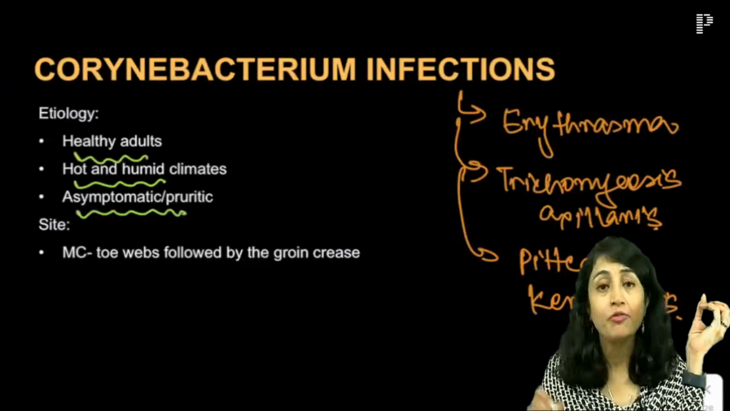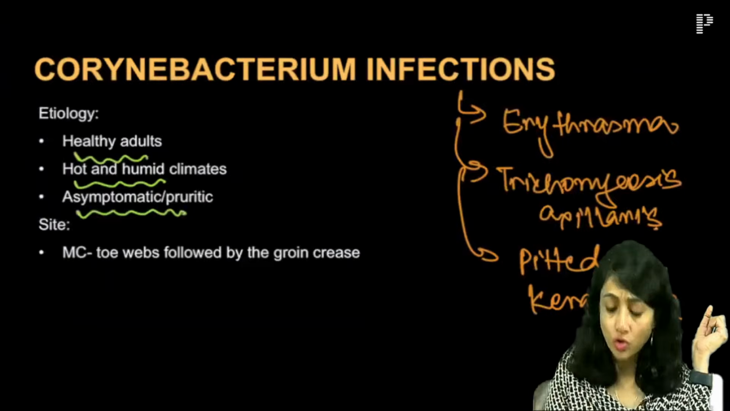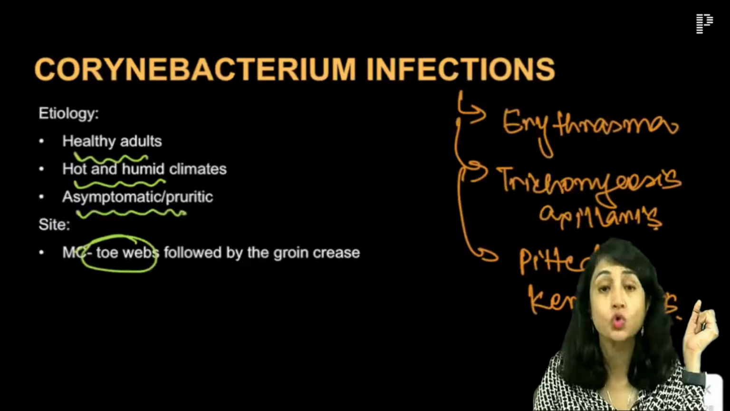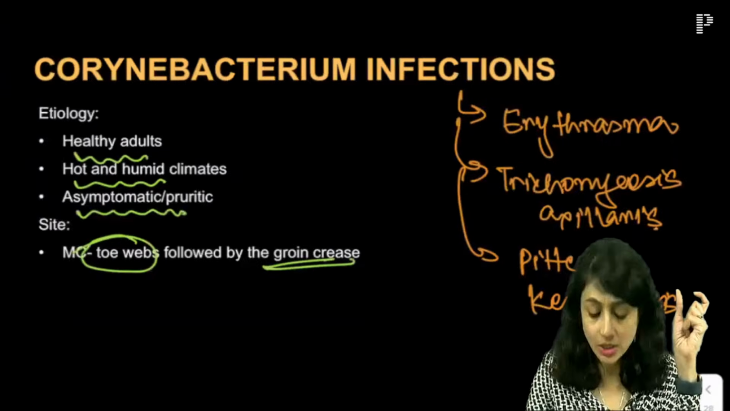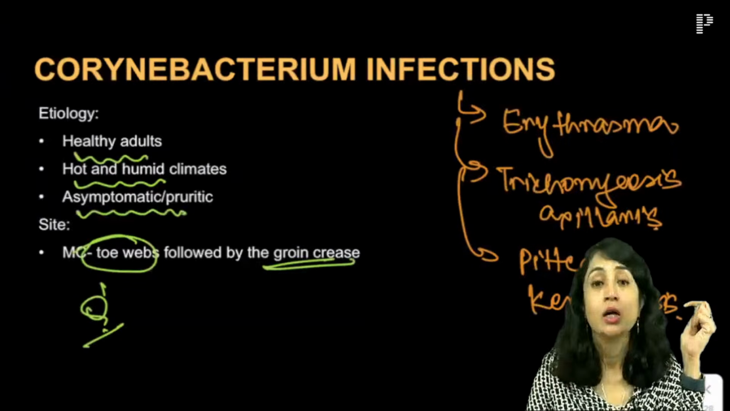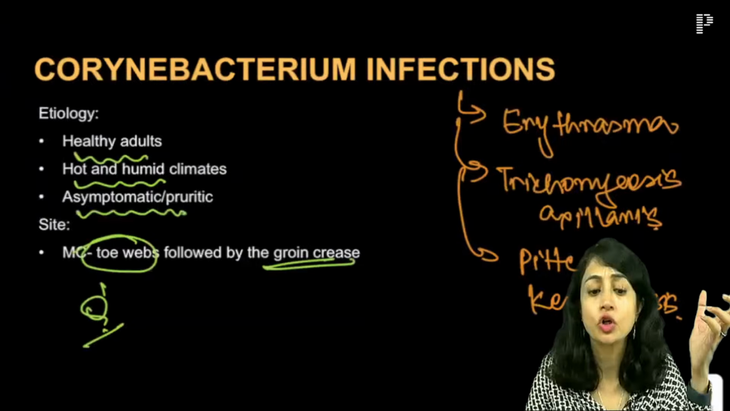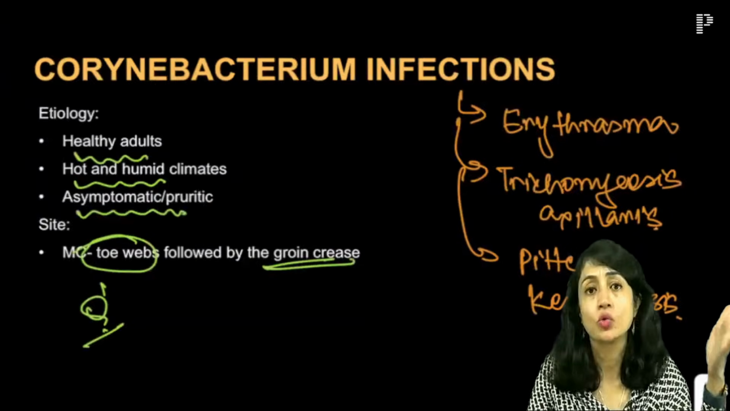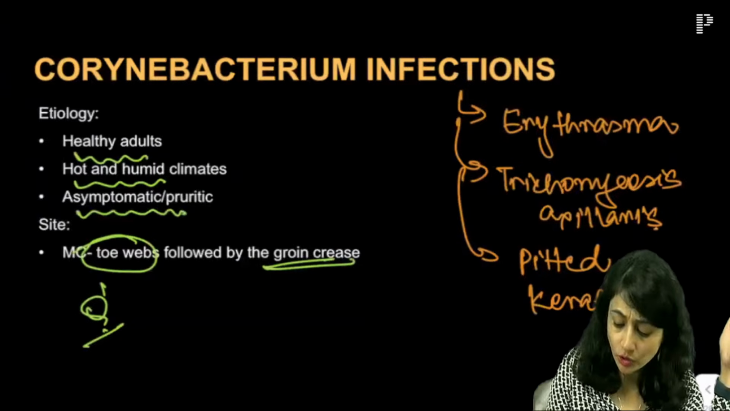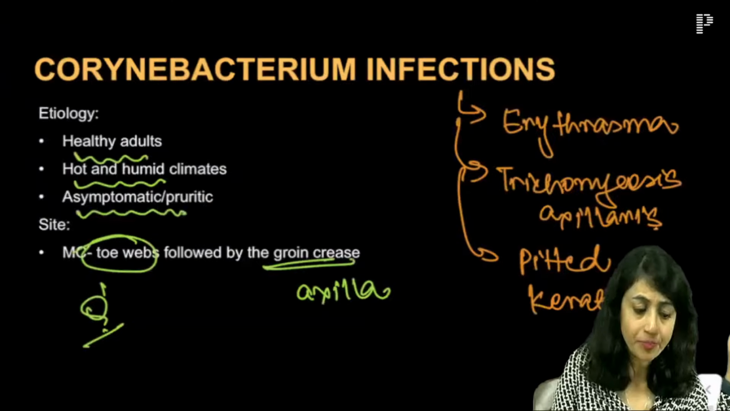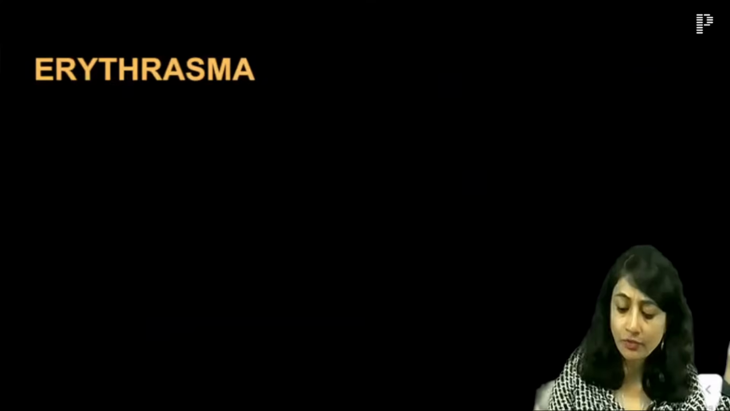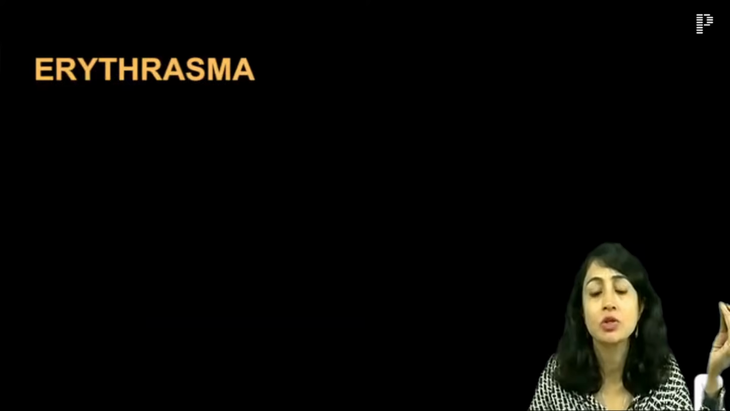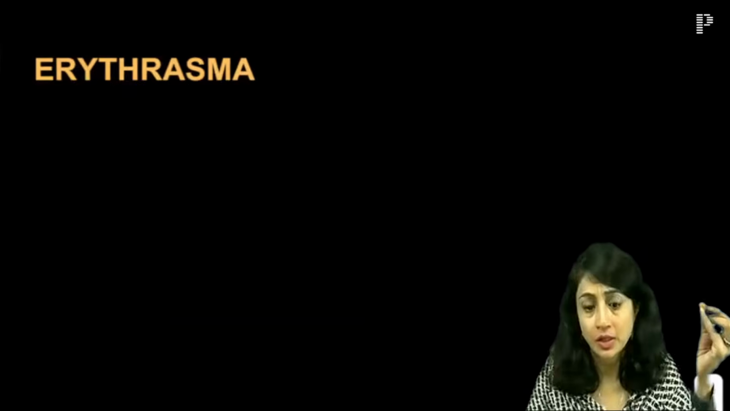Now, it can affect various body sites, but the most common site affected is the toe webs, followed by groin creases. This is a question which has been asked commonly: Corynebacterium infection is most commonly seen in toe webs. It can also affect the groin area. It can also affect the axilla, right? The most common Corynebacterial infection asked in the exam is called erythrasma.